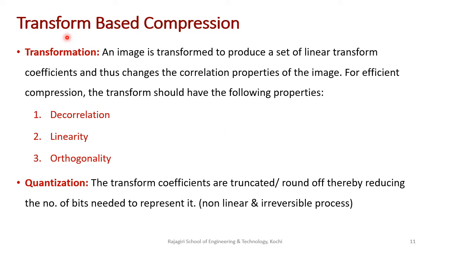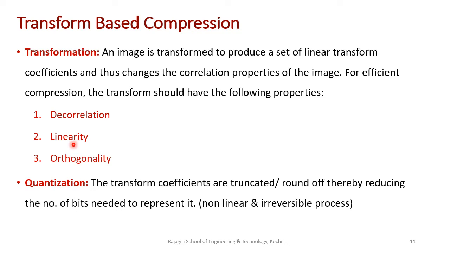The steps of transform-based compression are as follows. The first one is transformation. Here an image is transformed to produce a set of linear transform coefficients, thus changing the correlation properties of the image. Now for efficient compression, the transform should have the following properties. The first one is decorrelation, that is the transform should generate less correlated or uncorrelated transform coefficients in order to achieve a higher compression ratio.